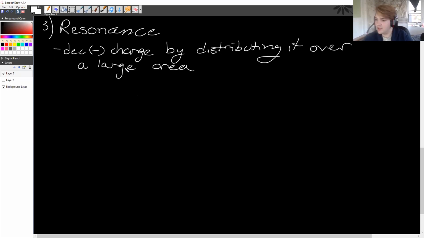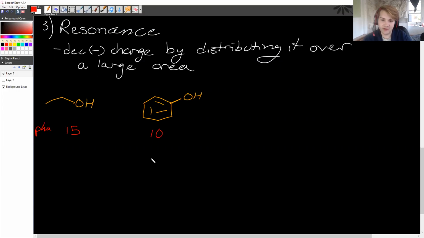What I want to show you here is this example. Let's say that we have something like ethanol, because we're college students and we drink, except I don't. Fun fact. And we have phenol, which you should not drink because that will kill you. The pKa of this is about 15, whereas the pKa of this is about 10.